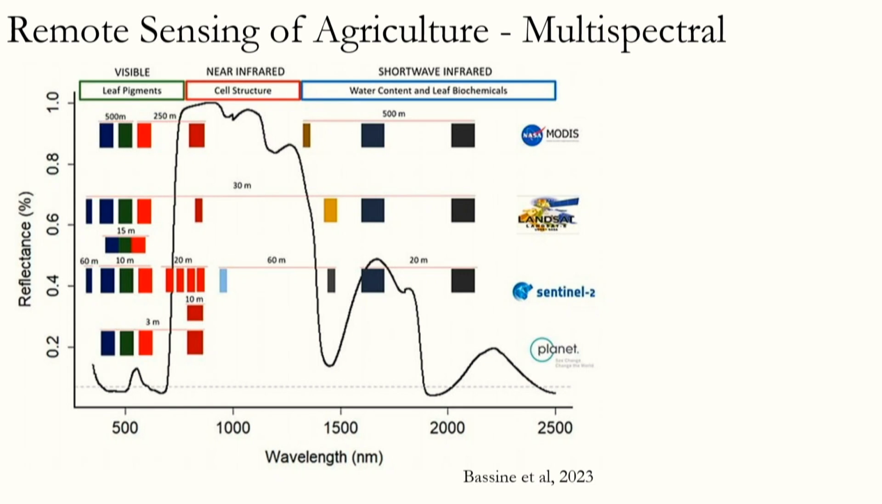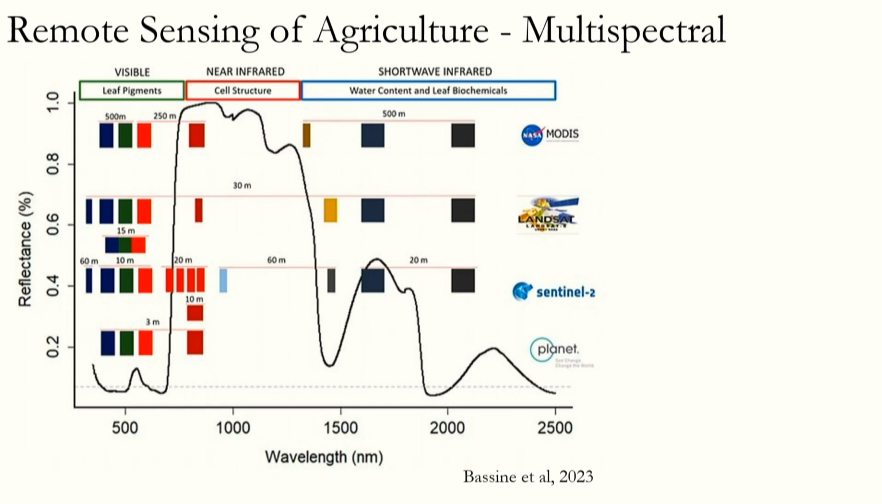And so these are some of the popular agricultural satellites today. We have MODIS, Landsat, and Sentinel-2, and then Planet Labs down at the bottom. And we notice they all have pretty similar spectral distributions of where they're looking at light, but they have differing spatial resolutions, so what pixel size comes in at.